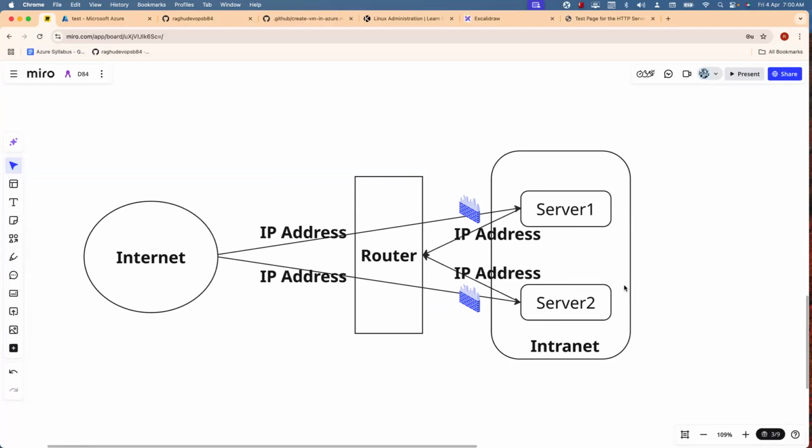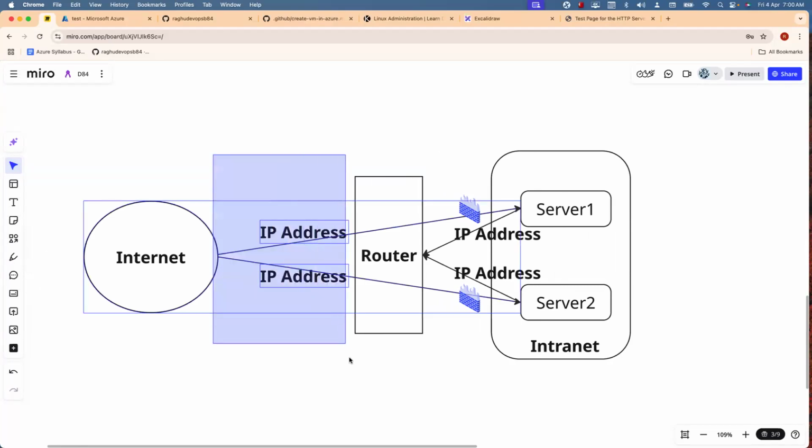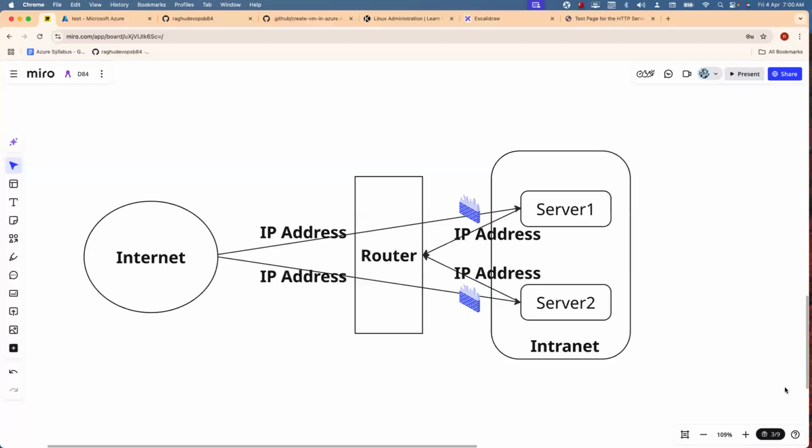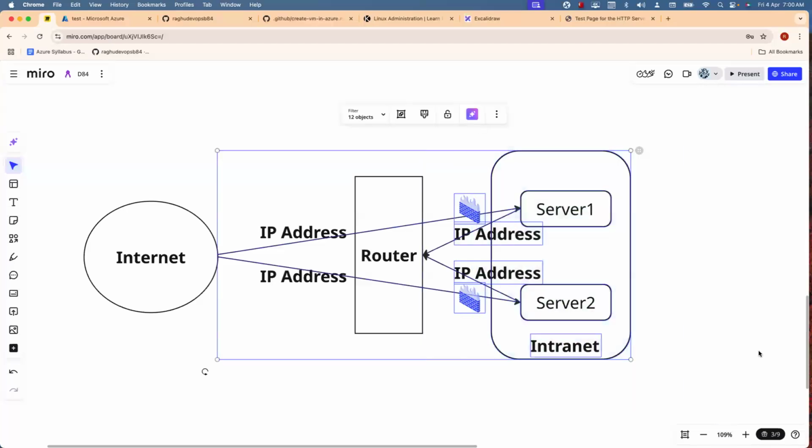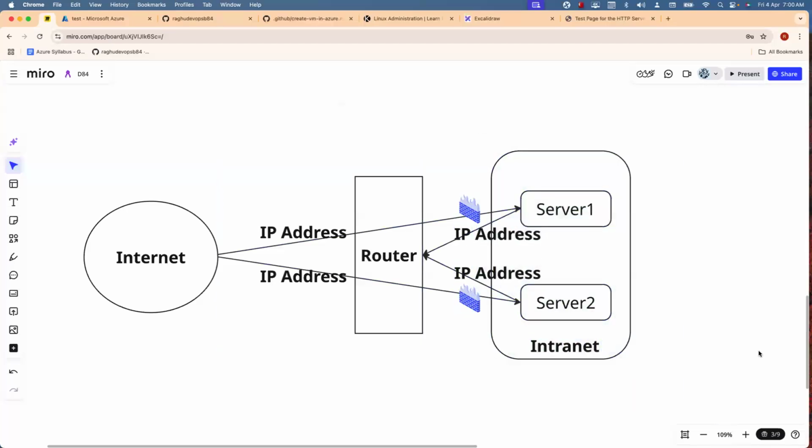What is the difference between internet and intranet? Internet is also a network, and intranet is also a network. Correct. The network created by the whole world is the internet. The network created for your servers to communicate is the intranet. If server 1 wants to connect with server 2, we need to create an intranet.